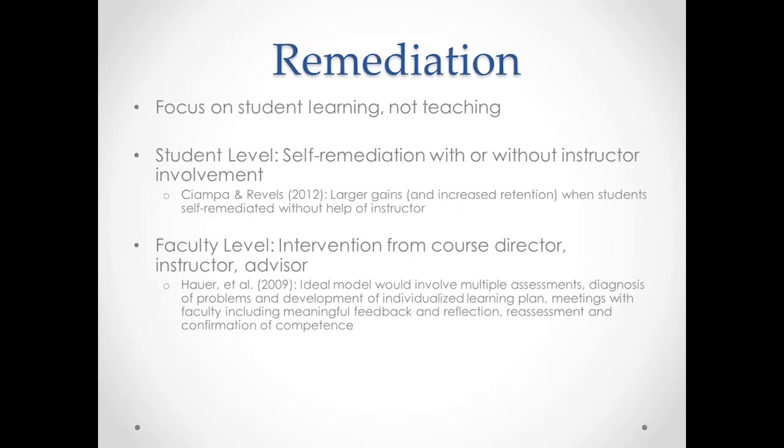Secondly, the faculty level. This is intervention that is always paired with regular meetings with a course director, with an instructor, with an advisor, some intervention from a faculty member at that level. So according to another study that really focused on what an ideal model of remediation would look like, it would involve multiple components that are listed here.